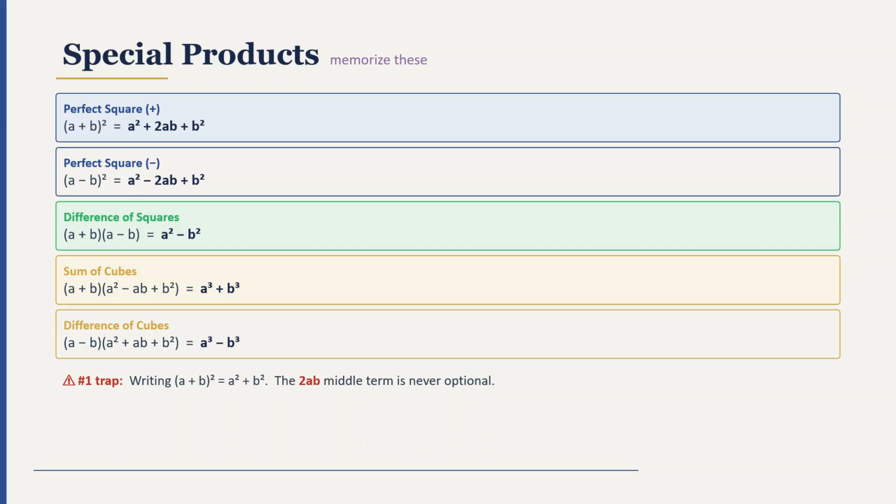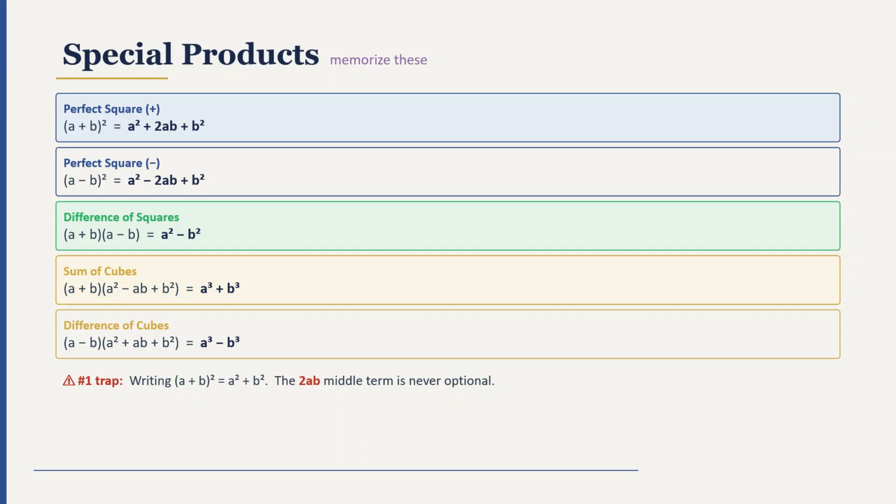First, the perfect square of a sum. The quantity a plus b squared equals a squared plus 2ab plus b squared. The middle term is always plus 2ab. Second, the perfect square of a difference. The quantity a minus b squared equals a squared minus 2ab plus b squared. The middle term is minus 2ab.